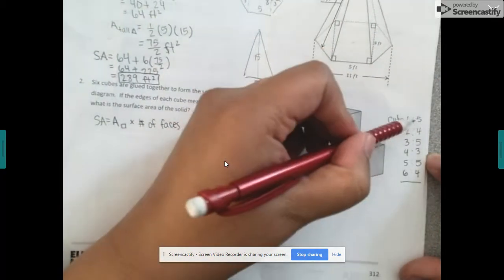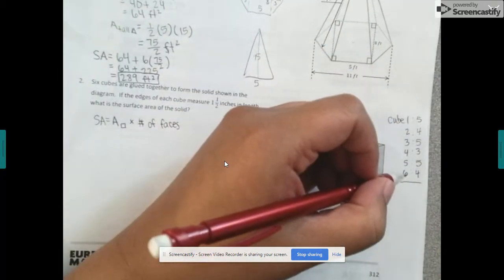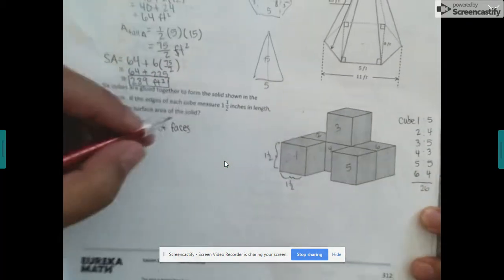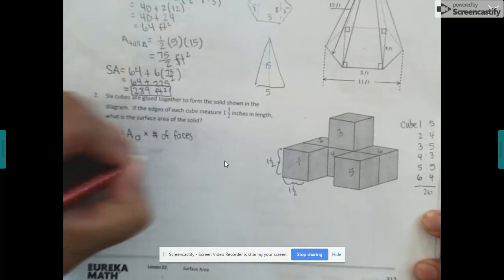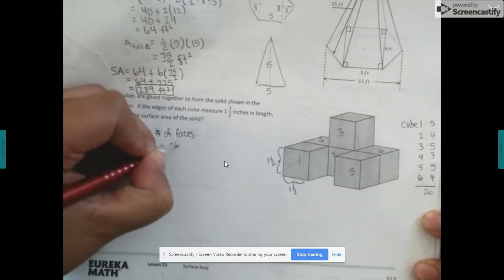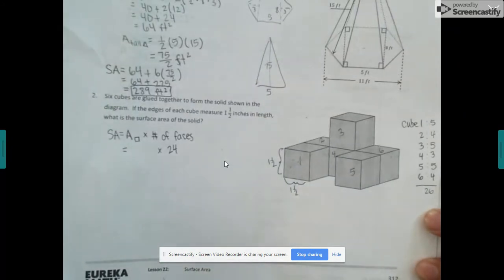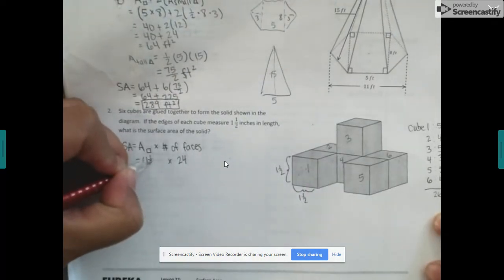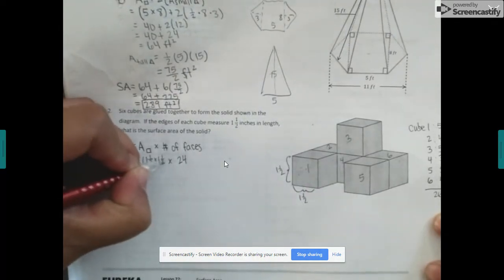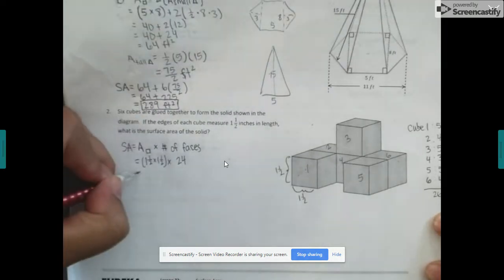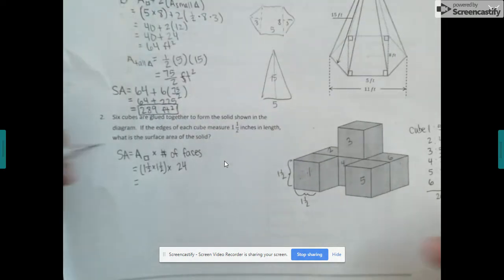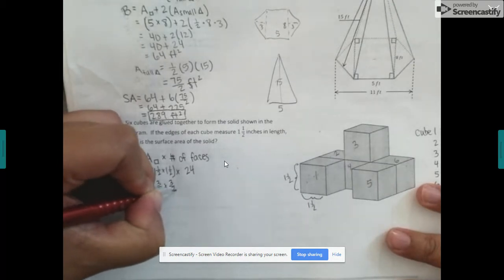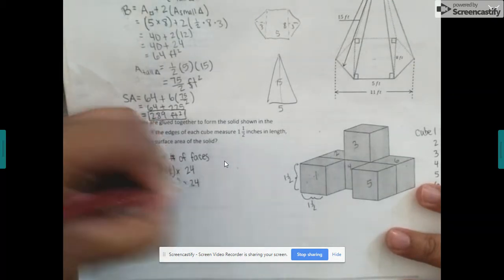Add them together. 1, 2, 3, that's 15. There should be 26 total number of faces. So we can set the number of faces to 24. How do you get the area of a square? You should know 1.5 times 1.5 times 24. If you solve for it, what I would do is turn it into an improper fraction times 24.